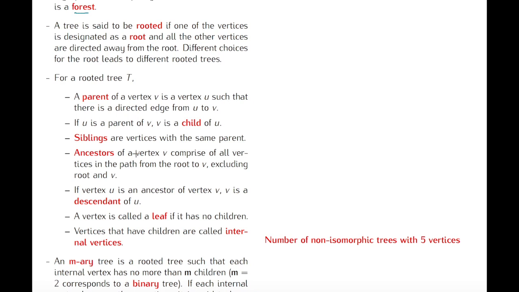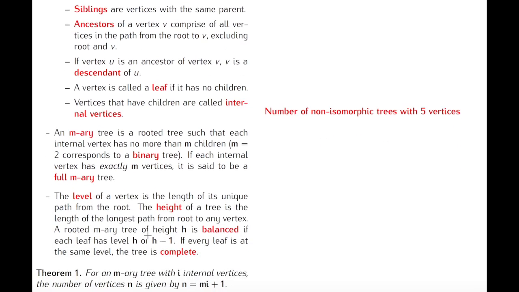And some more definitions, without going through all of them, since these are just common sense kind of definitions. I will just talk about two of them. A vertex is a leaf if it has no children, and vertices that have children are called internal vertices.